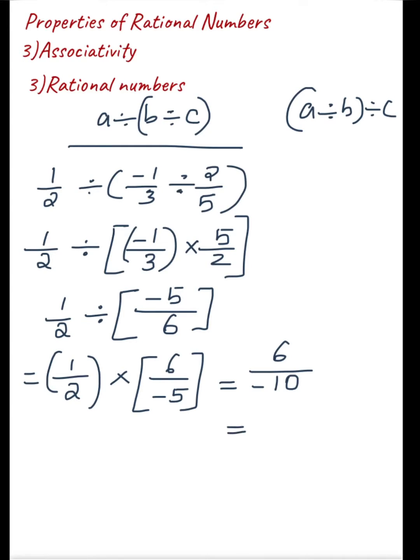Okay, if you reduce it further, you will get what? That is dividing both by 2. Then what is 6 divided by 2? It's 3. What is minus 10 divided by 2? It's minus 5. So our answer will be 3 by minus 5.